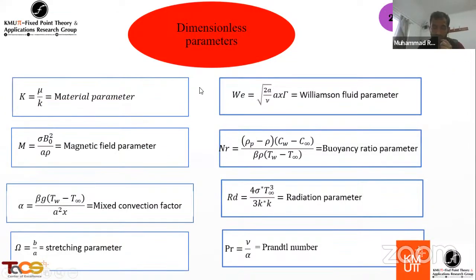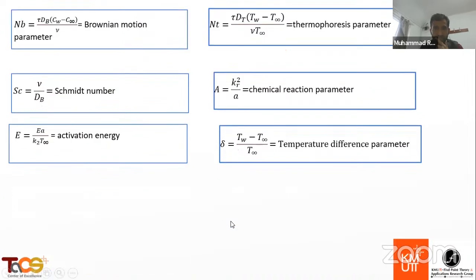After applying the similarity variables and converting the partial differential equations into ordinary differential equations in dimensionless form, we obtain some dimensionless parameters such as K, the material parameter, We, the Williamson fluid parameter, M, the magnetic field parameter, Nr, the buoyancy ratio parameter, and the mixed convection parameter alpha. The radiation parameter is Rd, sigma is the stretching parameter, and Pr is the Prandtl number. These are the dimensionless parameters.